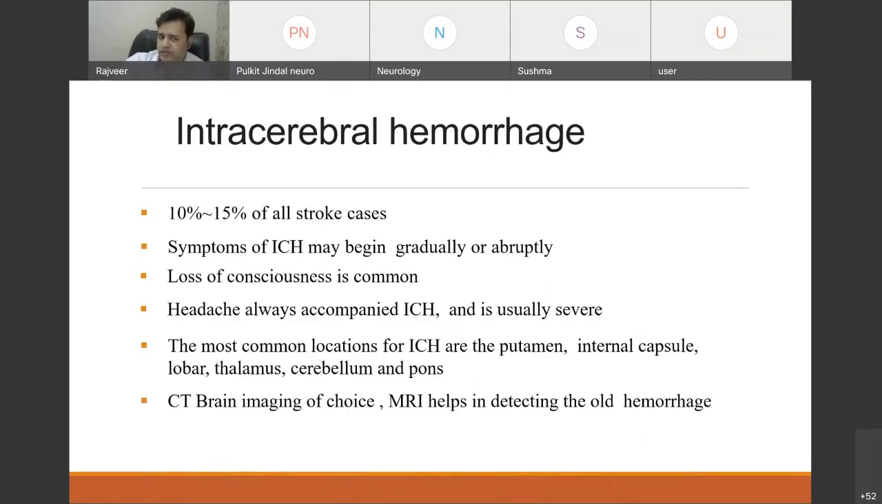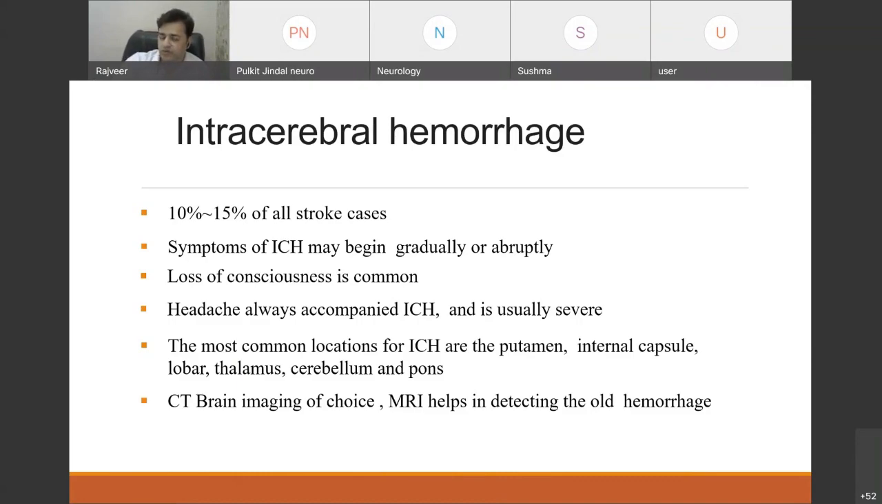So now coming to the ICH, it constitutes around 10 to 15% of all stroke cases. Symptoms of ICH may begin abruptly. Usually they begin gradually, or sometimes they may begin abruptly, with sudden onset like ischemic stroke. A common feature is loss of consciousness, which is very common. The patient usually presents with headache, and it is a severe headache.